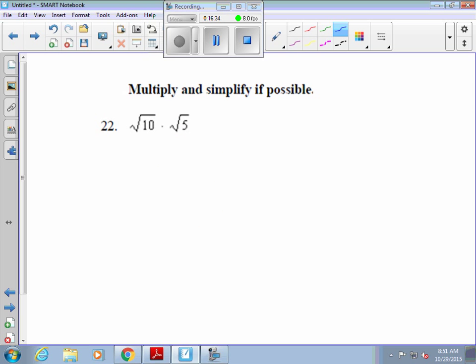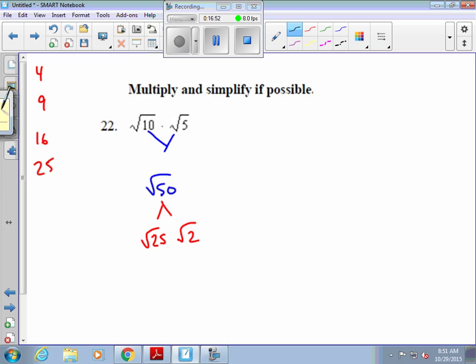Multiply and simplify if possible. We can multiply these two together and get the square root of 50. And then take the perfect square out. Remember what your perfect squares are: 2 times 2, 3 times 3, 4 times 4, 5 times 5. Those numbers. The square root of 25 comes out, and it multiplies by the square root of 2. What is the square root of 25? Or what number times itself is 25? We know that that's both positive and negative. 5 times the square root of 2.